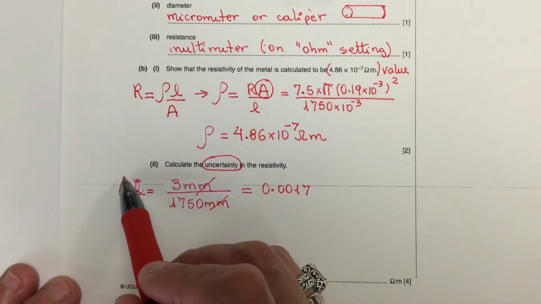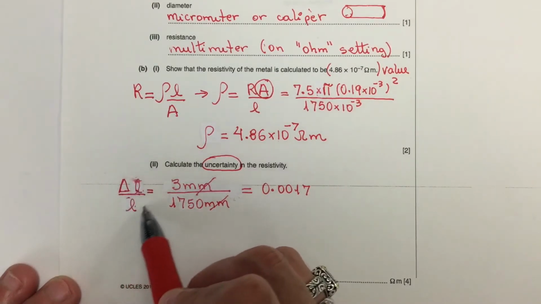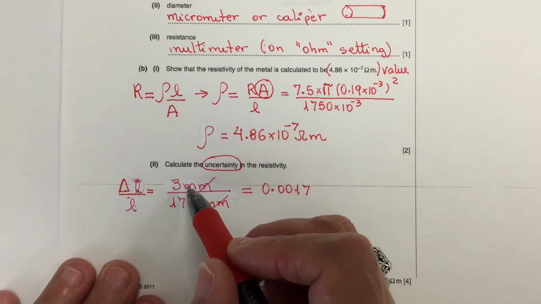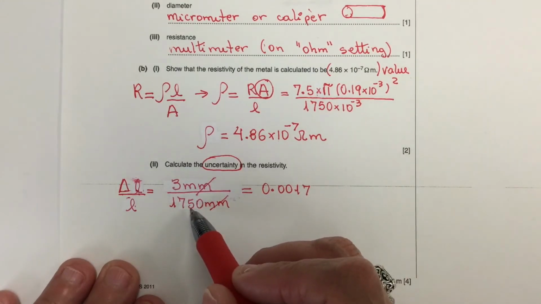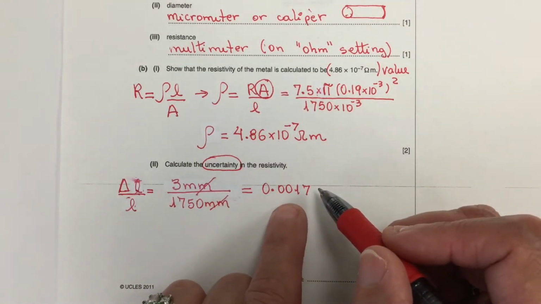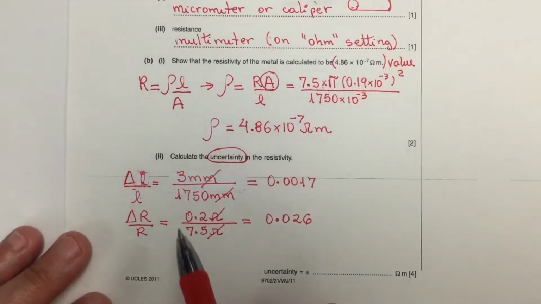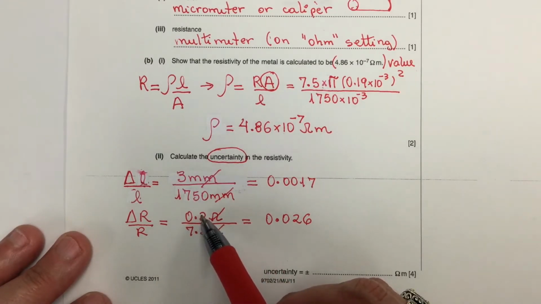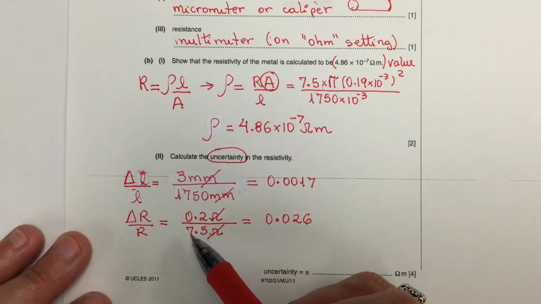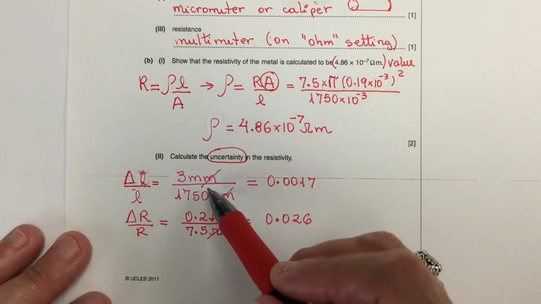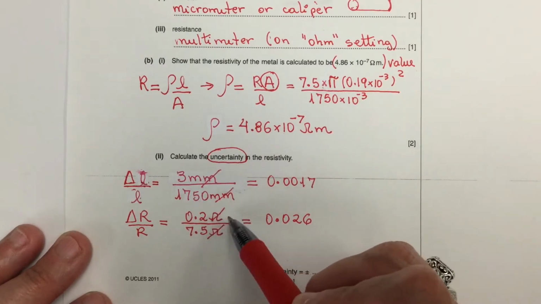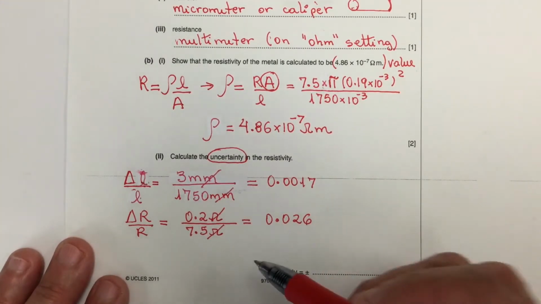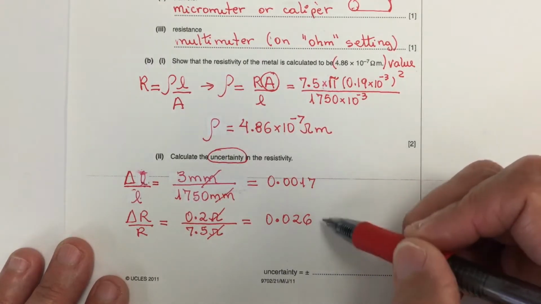We represent the fractional uncertainty in this format, where the numerator is the uncertainty and the denominator is the value of the length. So that is the fractional uncertainty of the length. Next, the fractional uncertainty for the resistance is the uncertainty over the value of the resistance. Notice that in both cases, the units cancel, for both the value and the uncertainty, which means the fractional uncertainty has no units.